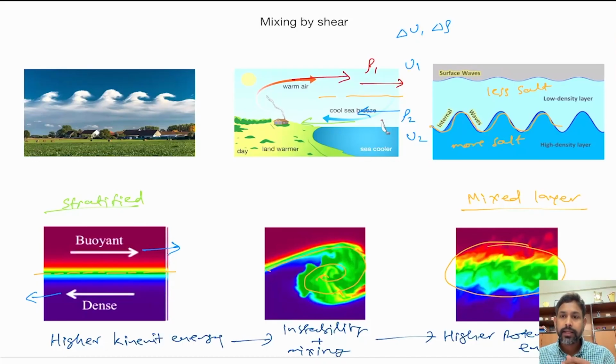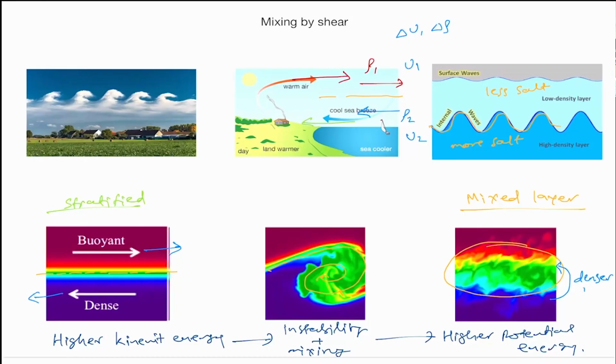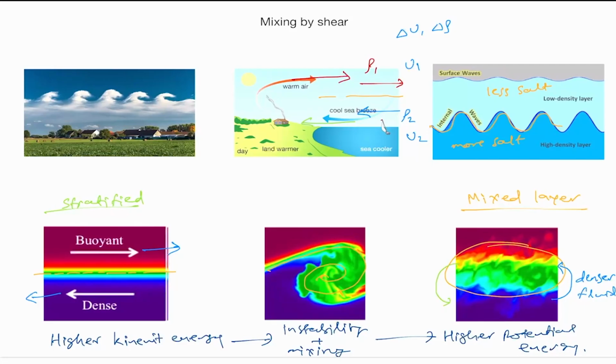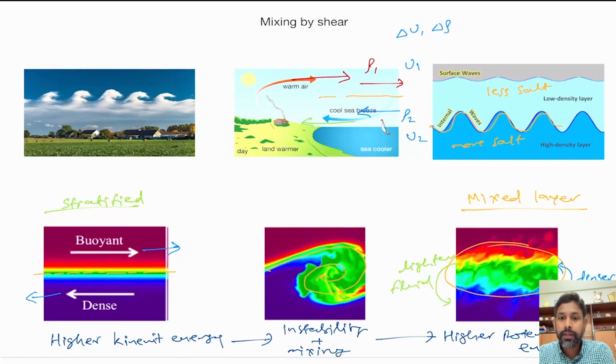Because now you can see it has got mixed, so there will be denser fluid which has gone above this interface that was there originally, right? So more and more denser fluid has gone up. So denser fluid has gone up, and lighter fluid has come down, right? So that is how you're increasing the potential energy of the system, because you're moving more dense fluid against gravity, right?